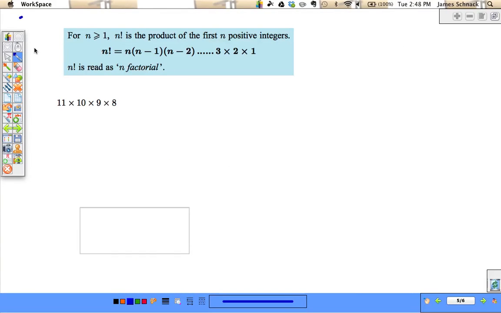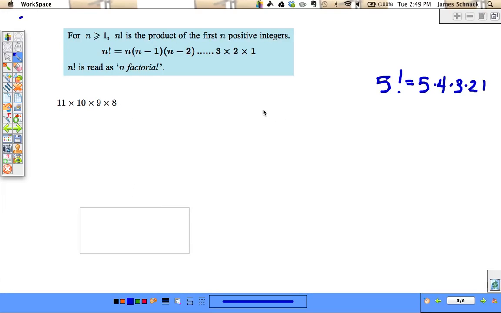Let's talk about factorials. N exclamation point. If I say 5 factorial, according to this definition, we take n times n minus 1, which would be 4, times n minus 2, which is 3, and all the way down until we hit 1. So this is 5 factorial.